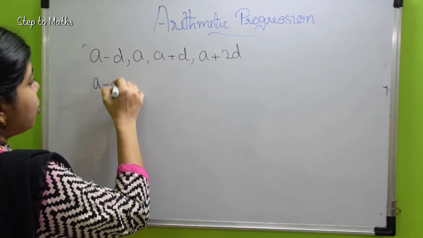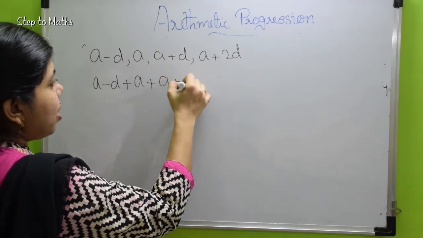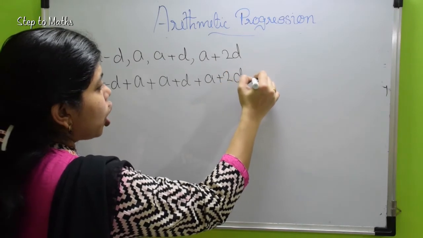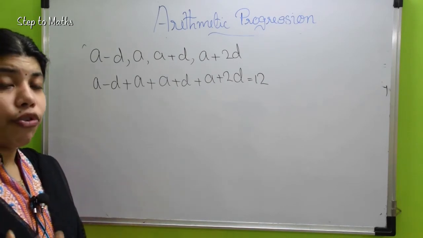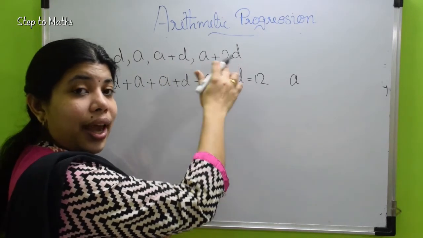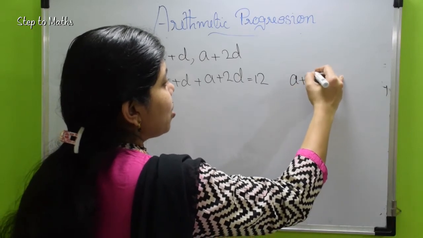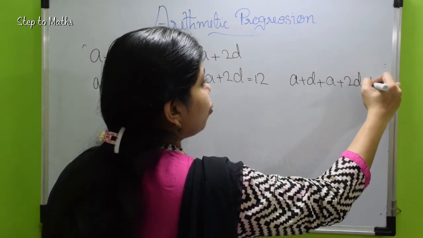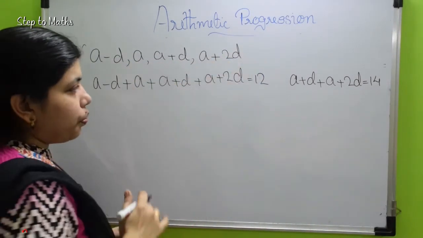So A minus D plus A plus D plus A plus 2D, and their sum is 12. And one more piece of information is given. The third and fourth terms are A plus D and A plus 2D, and that sum is 14. So we can write that information as A plus D plus A plus 2D is equal to 14. We have to find these 4 terms.